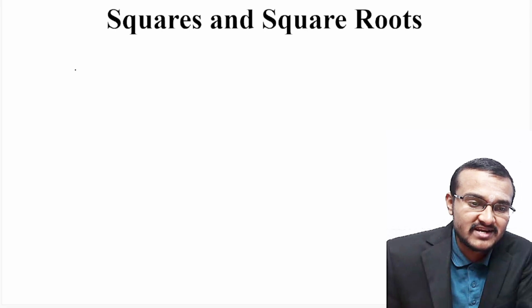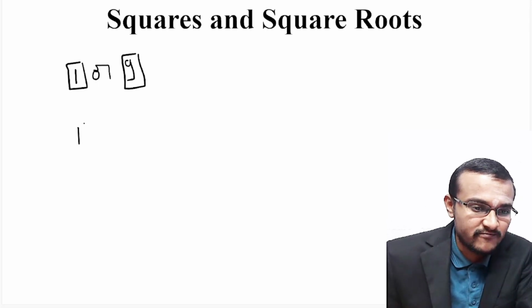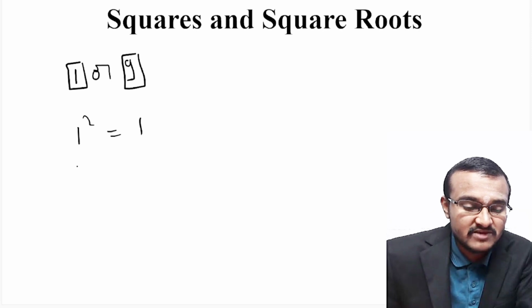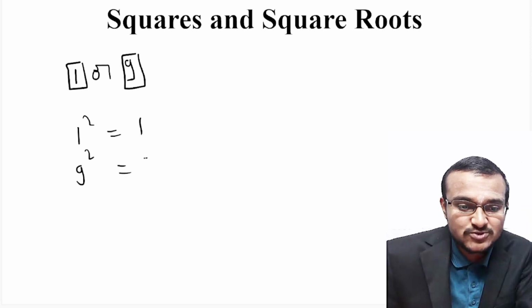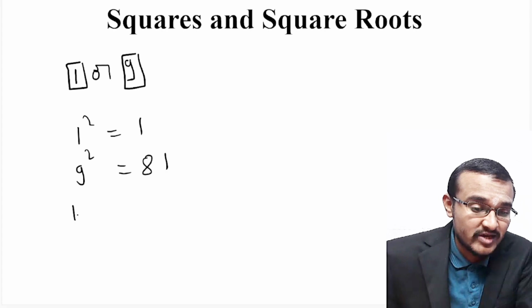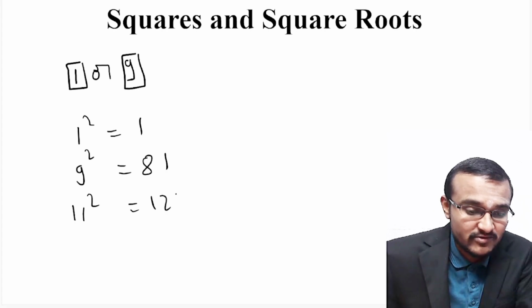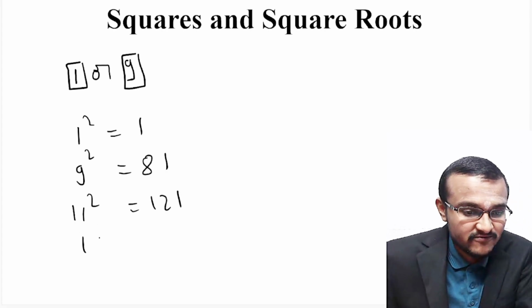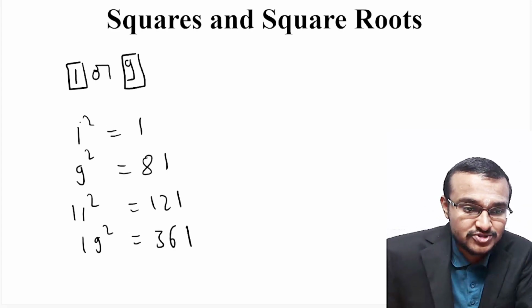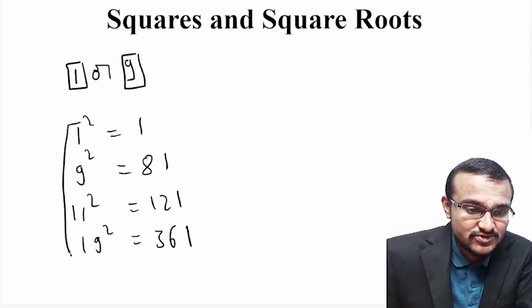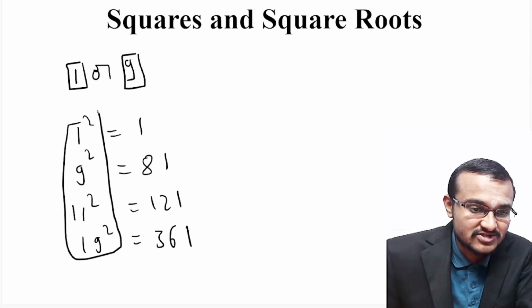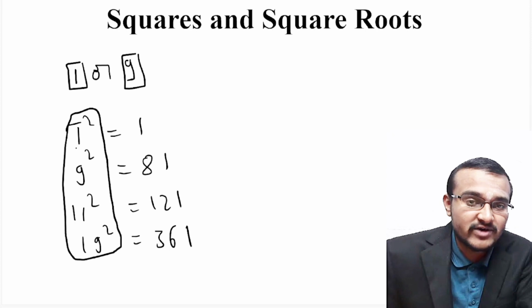So if a particular number is ending with 1 or 9, just like if you take the square of 1, 1 squared will be 1. If you take the square of 9, 9 squared will be 81. If you take the square of 11, 11 squared will be 121. If you take the square of 19, then the answer will be 361. So these numbers which you are considering are all ending with 1 or 9.